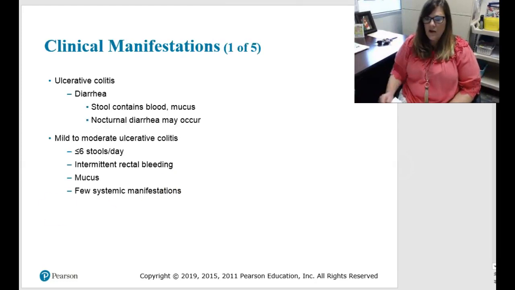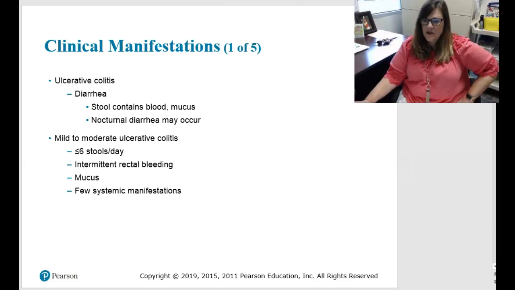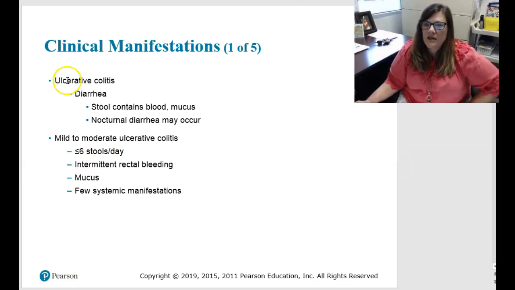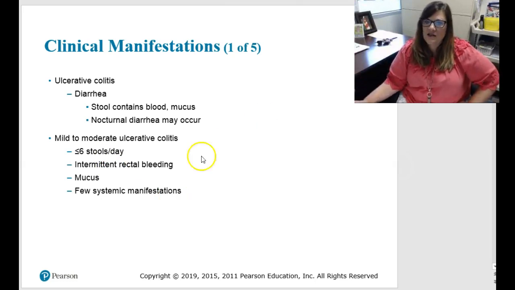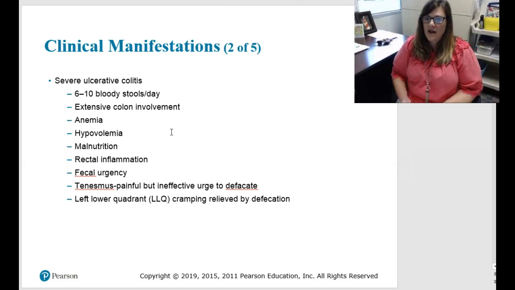So let's talk about clinical manifestations. Well, with ulcerative colitis, diarrhea is the prominent one, and it's actually bloody diarrhea, and mucus is probably the distinctive thing about ulcerative colitis. You can have a lot of stools with ulcerative colitis, more than 6 a day. They can also have rectal bleeding, mucus, but it doesn't really bother the rest of the body as much as Crohn's disease does.